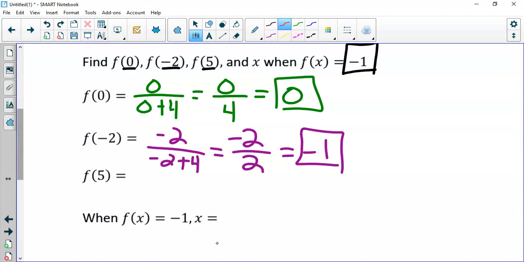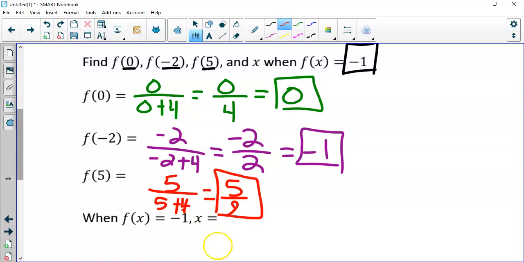What do we do for f of 5? 5/9. Because 5 plus 4 is 9. Does that reduce? No. Nope. Then there's your answer. Any questions on the first 3? Yeah, we're on that one, number 5 right there.